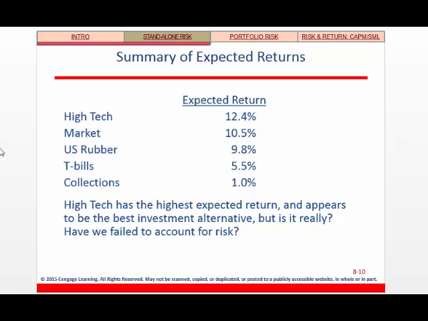High tech's going to come up the highest, and that makes a little bit of sense. It's usually a very growth-oriented sector of the economy. The market, what the average stock market is going to give you, is something around 10.5%. U.S. Rubber is a little bit below that. It's maybe more of a steadier product within the overall market. And then you see collections is going to have the lowest return there. But does that mean that high tech is going to be the best investment? Well, it depends. A lot of that depends on your risk tolerance and how you decide to consider risk.